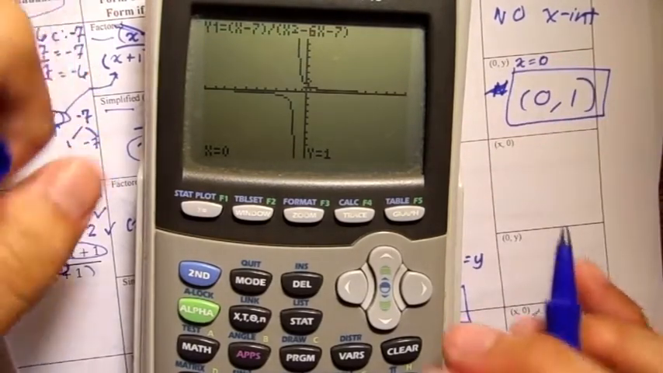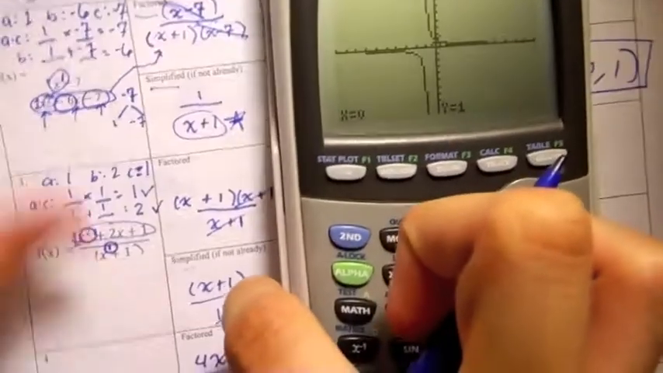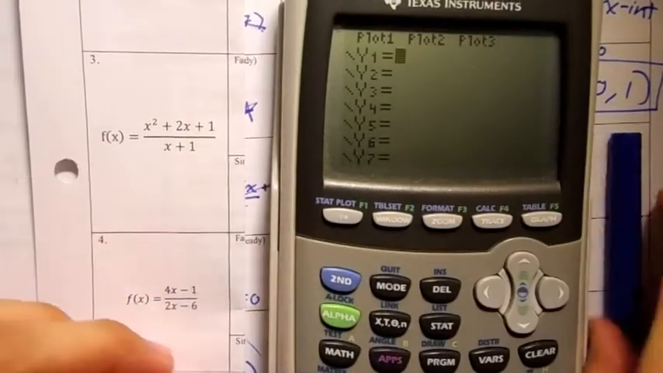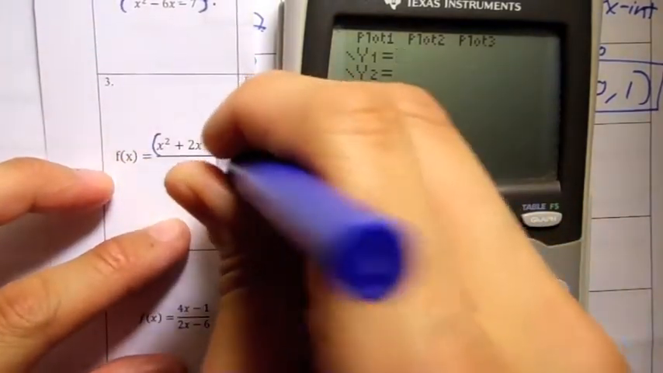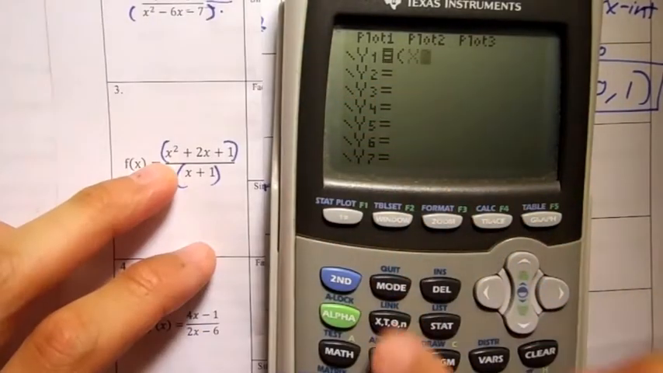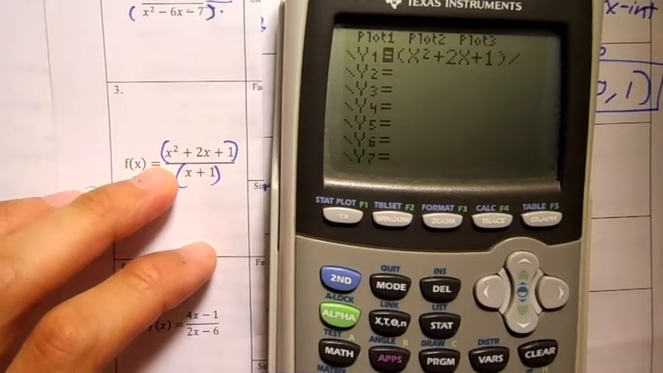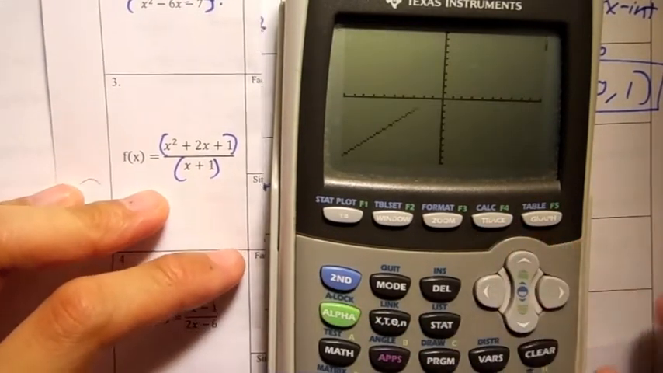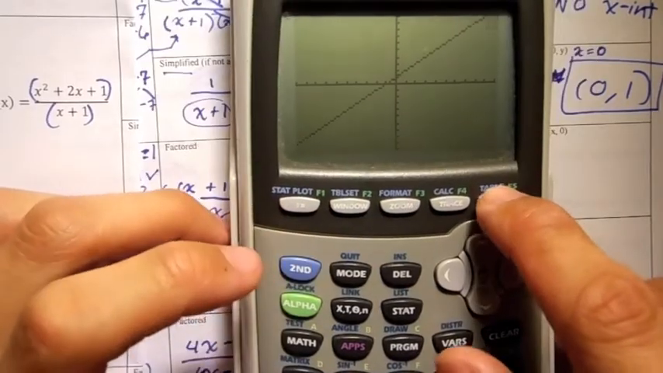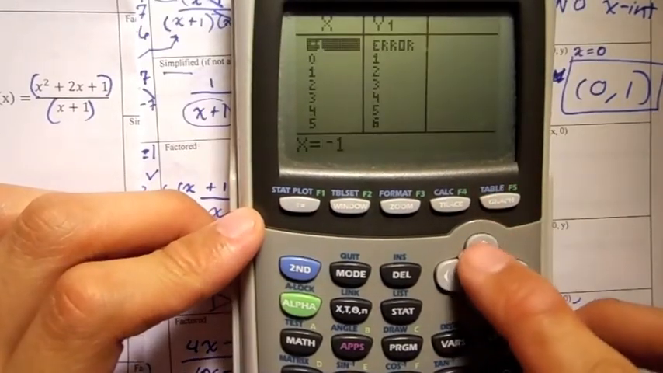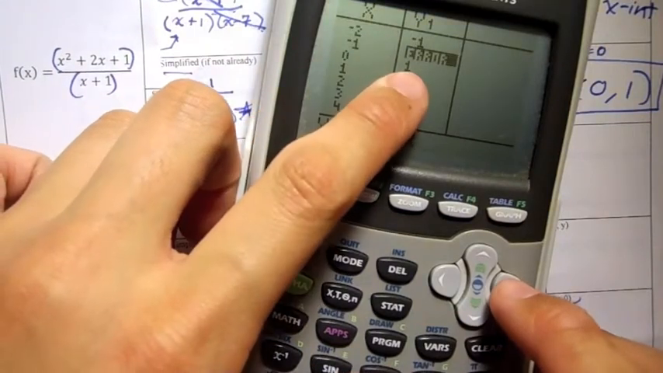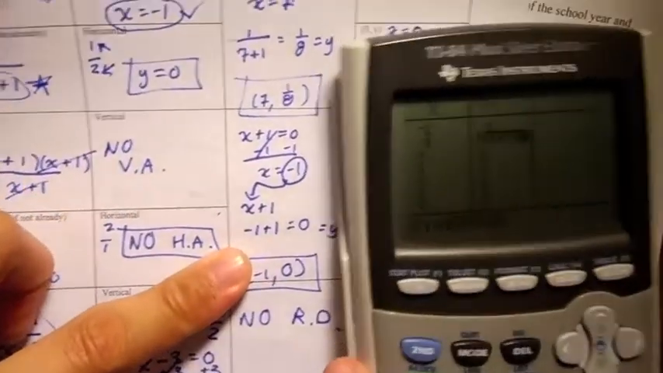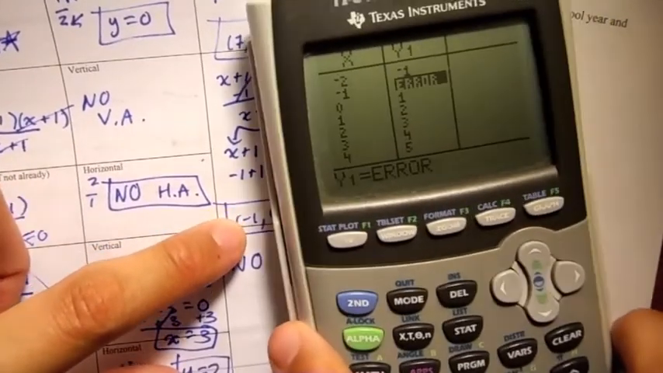And that's your answer. Now we need to do the same thing for the other problems. So for number 3, I'm going to plug it in to my y equals, remembering to put the numerator in parentheses and the denominator in parentheses. Open parentheses x squared plus 2x plus 1, close parentheses, divided by open parentheses x plus 1, close parentheses. So my graph looks a little something like a line. And you could even check my hole is at -1, because you can see there's an error, meaning the graph discontinues at this point, which we did say: my hole exists at x is -1.